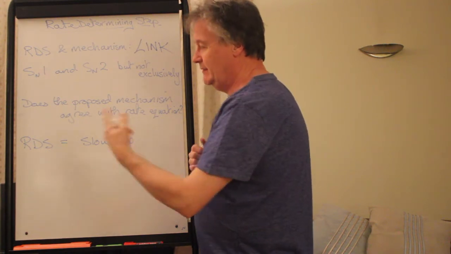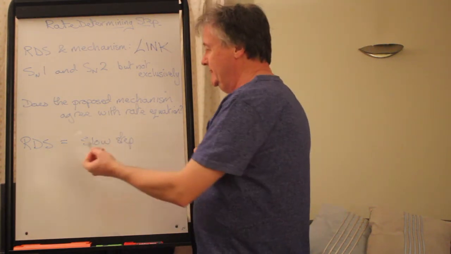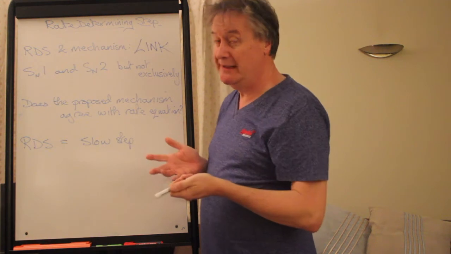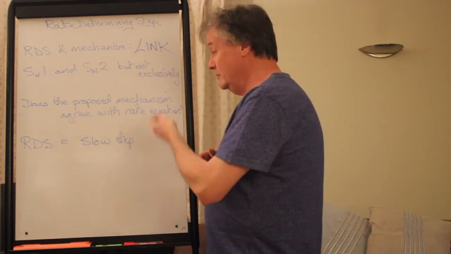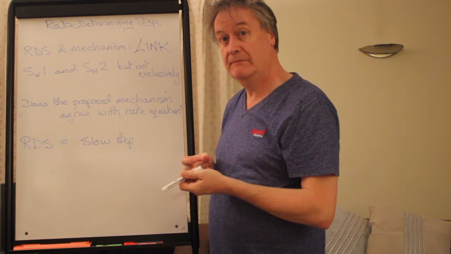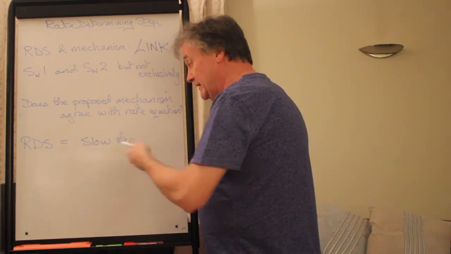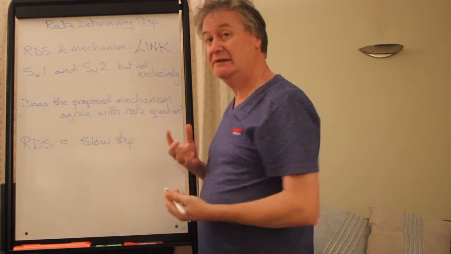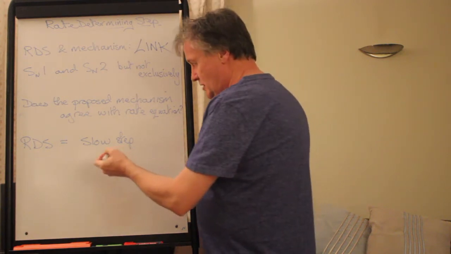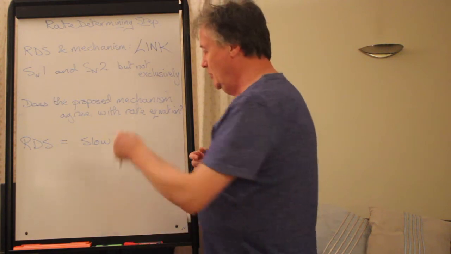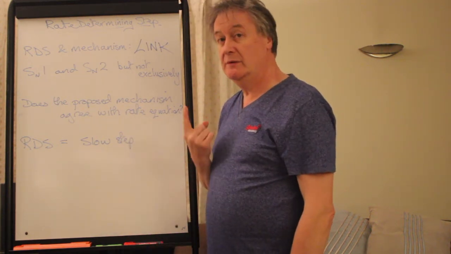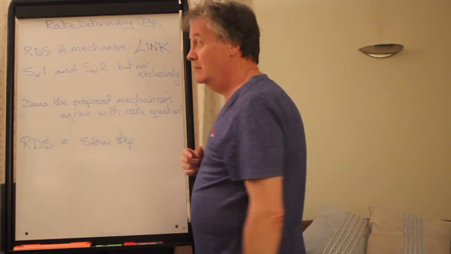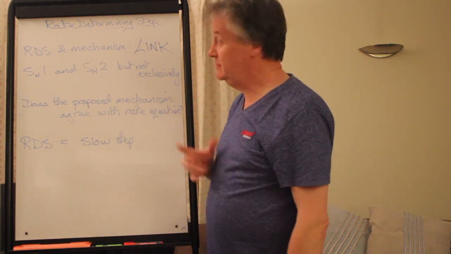So rate determining step, RDS as it will be termed so much of today's video. When you look at a series of steps in a mechanism, and there may not be that many, there may be two steps, one of them will be slower than the other. And it's the rate determining step and the slow step that we are looking for and how that ties into the rate determining step mechanism link. So whatever you've got, a series of steps, one of them will be slow. If there's only one step, by definition, it has to be the slowest. So this, the first step is the slow step, as you will see when we do it.